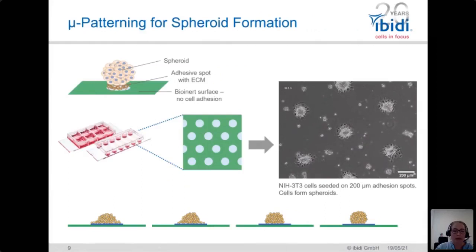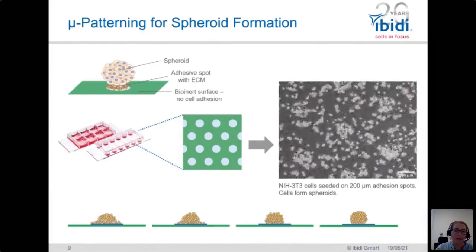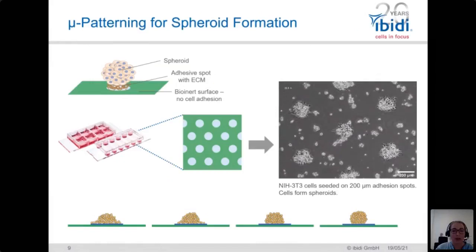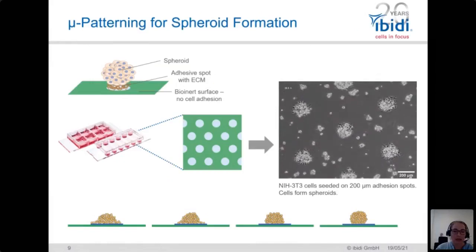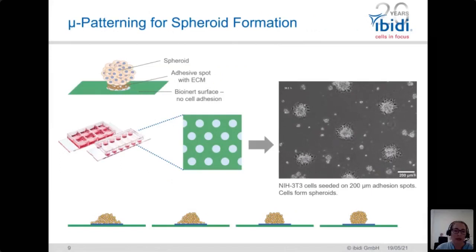By using this method, the spheroids are immobilized, and this is a big advantage because the immobilization of the spheroid allows tracking of individual cells within the spheroid. And when using a channel slide, the immobilized spheroids can also be perfused.